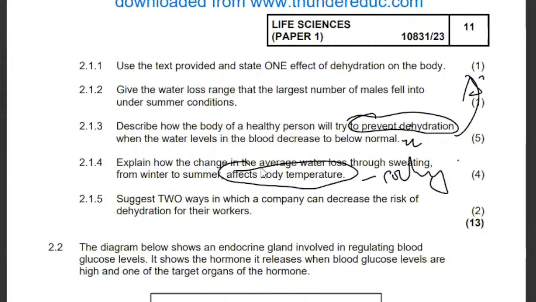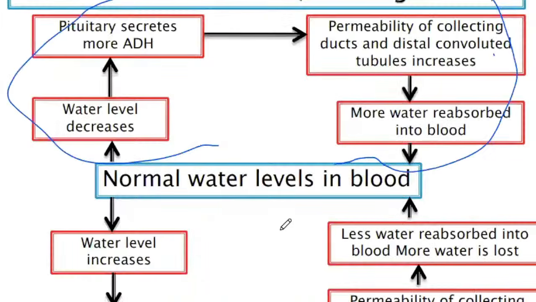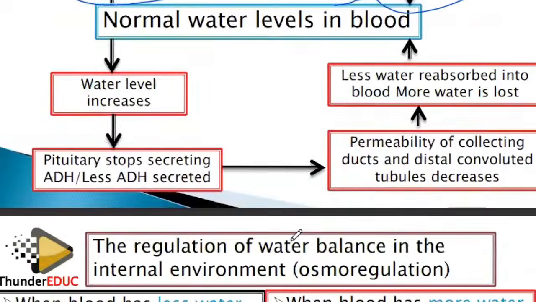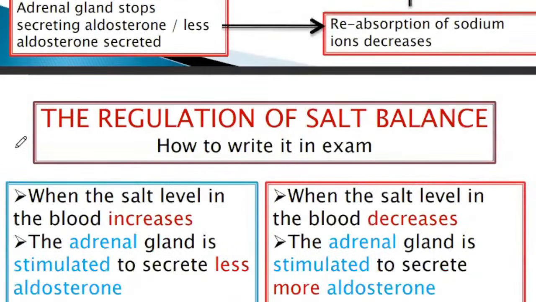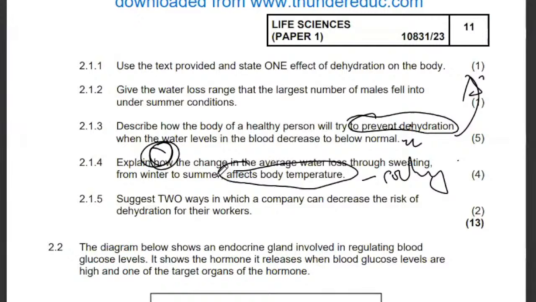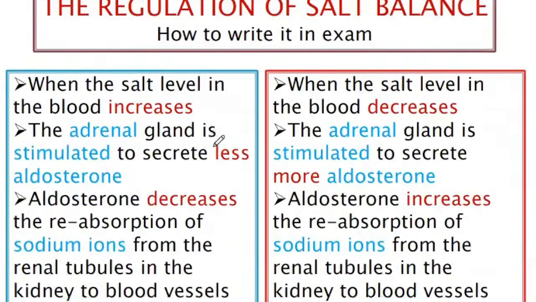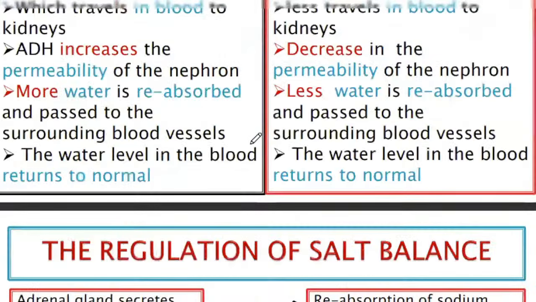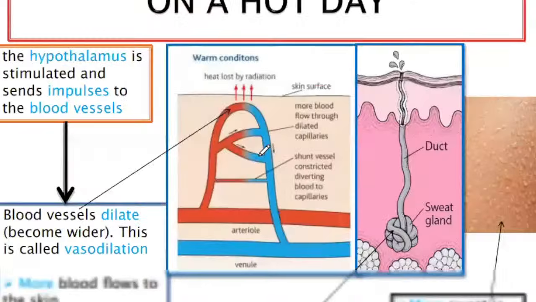Because they're saying explain how, they're asking you the how question. So you explain how it leads to the cooling of the body. In this case, you come back here and look at thermoregulation. They're asking you about going from winter to summer, you understand? Meaning that if it is summer, it is too hot, so the heat is supposed to be lost. So you explain the hot day. That's what I was explaining.